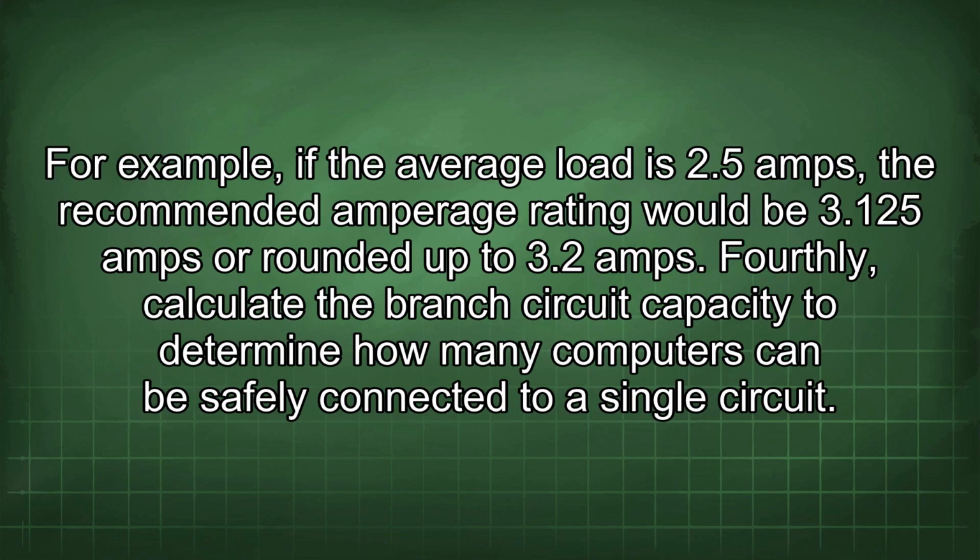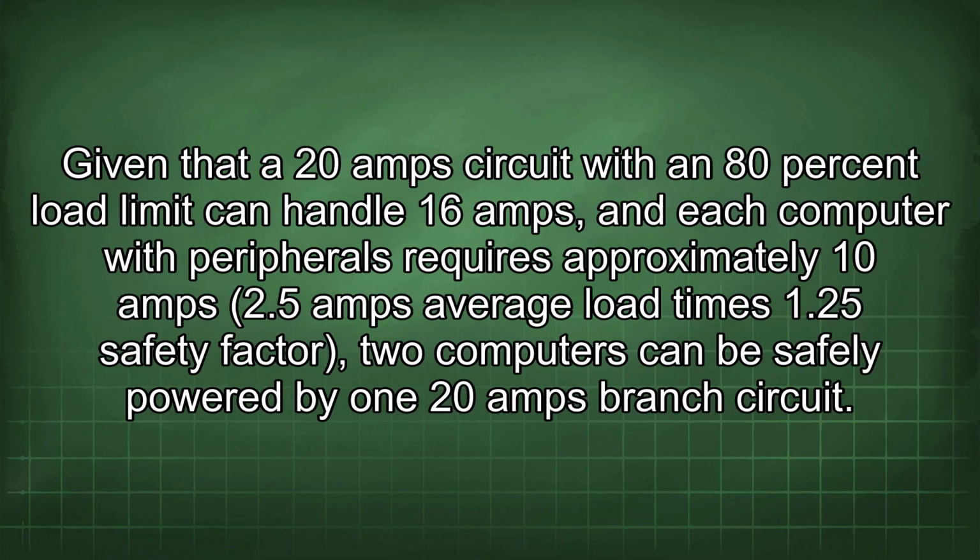For example, if the average load is 2.5 amps, the recommended amperage rating would be 3.125 amps, or rounded up to 3.2 amps. Fourthly, calculate the branch circuit capacity to determine how many computers can be safely connected to a single circuit. Given that a 20 amps circuit with an 80% load limit can handle 16 amps, and each computer with peripherals requires approximately 10 amps, 2.5 amps average load times 1.25 safety factor, 2 computers can be safely powered by one 20 amps branch circuit.